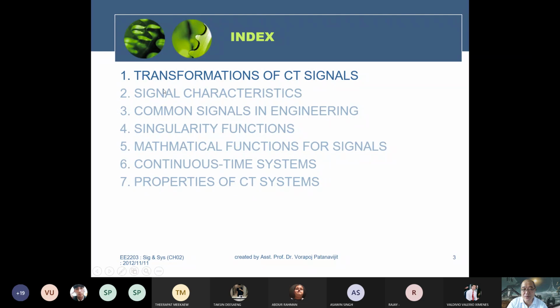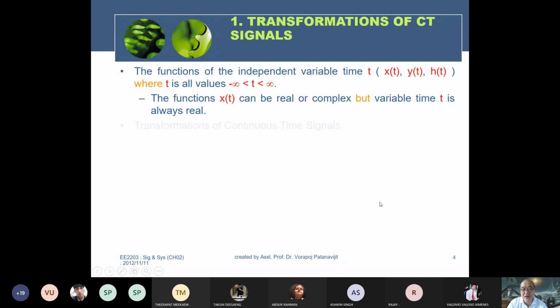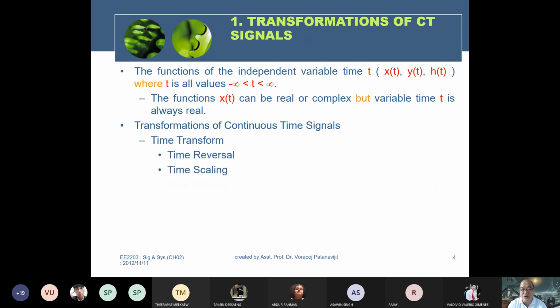Now, in this case, we will start with the transformation of the continuous signal first. The function of the independent variable time x(t), y(t), or h(t), where t takes all values from minus infinity to infinity. The function x(t) can be real or complex, but the variable time t is always a real number. The transformation of the continuous time signal can be separated into two main groups. The first one is the time transform, and the second one is the amplitude transform.